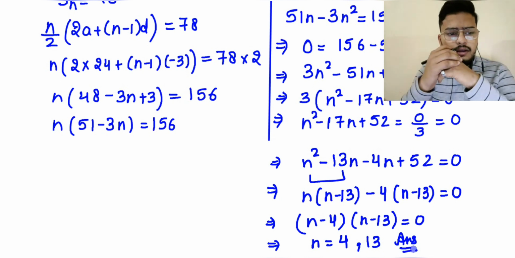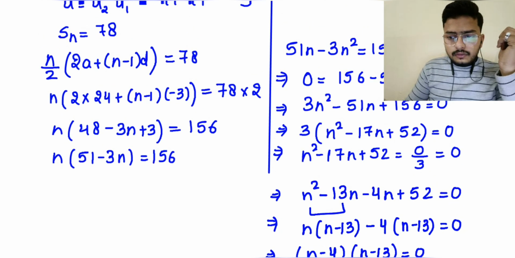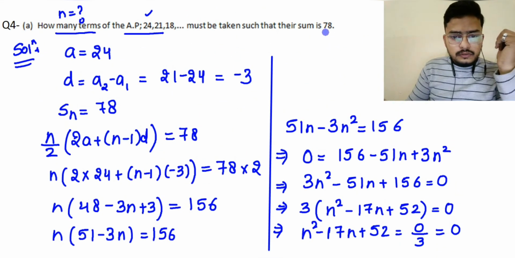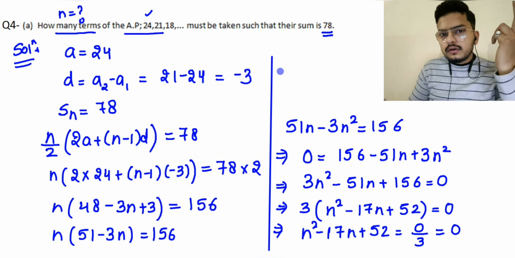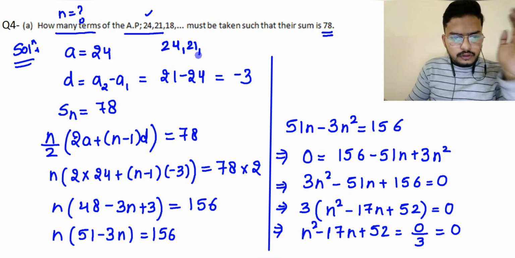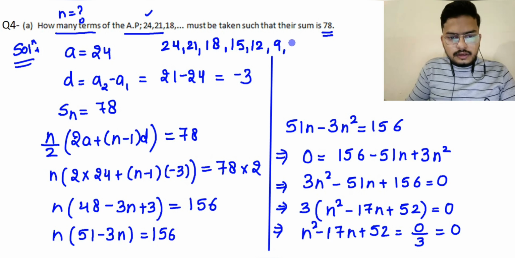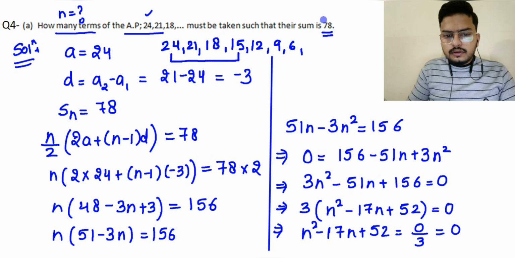Here there are two values of n which give the sum 78. Why are there two? Because if you just write out the AP and move further, 24, 21, 18, then 15, then 12, then 9, then 6, look, these eight terms give the sum 78.